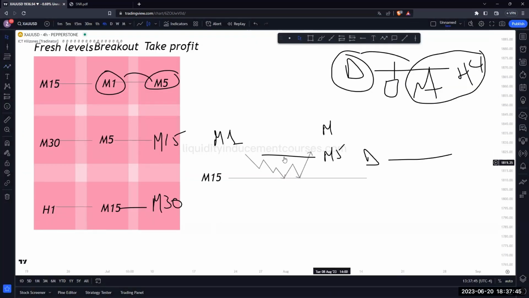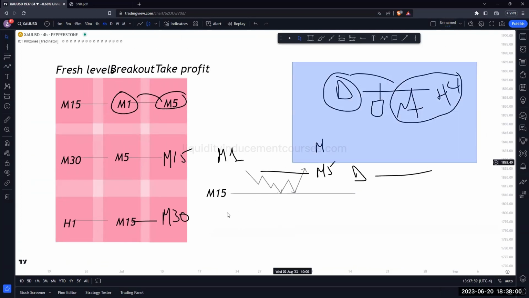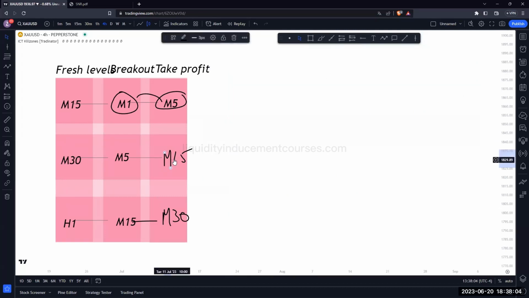Why do you hold to M15? Because the M5 break starts what? M15 storyline. Is that confusing for you guys? A little bit. Okay. All right, let me try to explain that again.